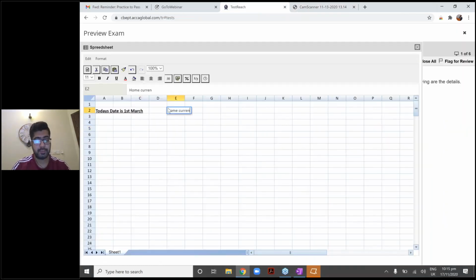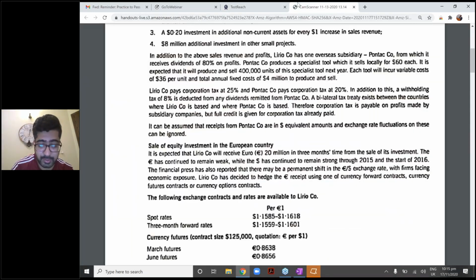Home currency of Lirio is the dollar. People might ask, how did you get it? It's very clear. Till the whole question has been read, there's only discussion of just one currency, the dollar. So Lirio is making investment, revenue, everything in dollars. Its home currency is the dollar. Now next, and I need you to pay attention to this.